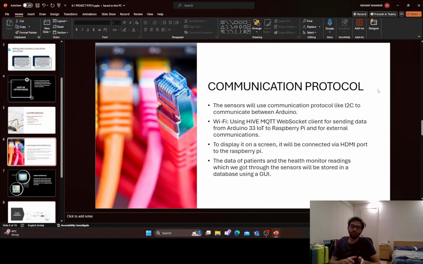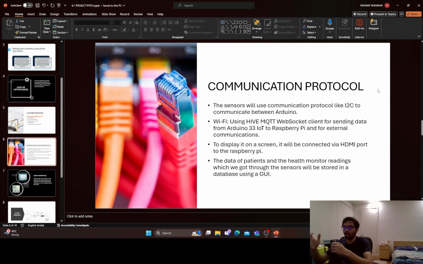So here the system connected to Arduino is acting as a client, and the Raspberry Pi is a subscriber. We will create some topics for the two sensors. Let's say we created two topics, and it will send the data to Raspberry Pi, and it will be displayed onto an LCD display or a monitor using an HDMI cable. So the health stats will be visible on a GUI.